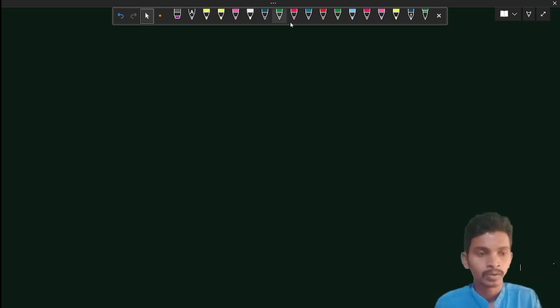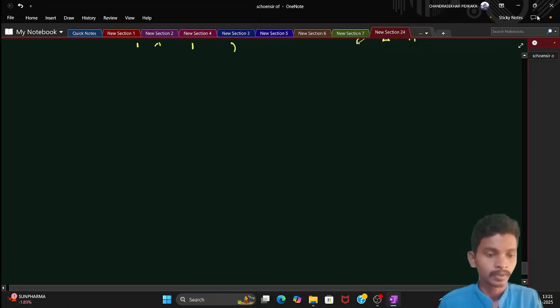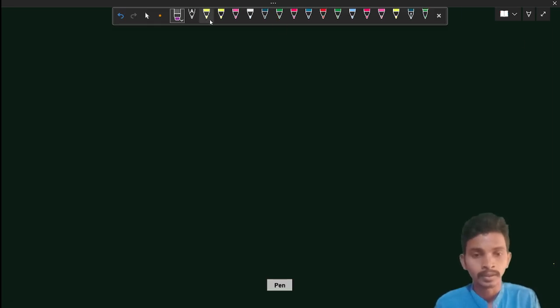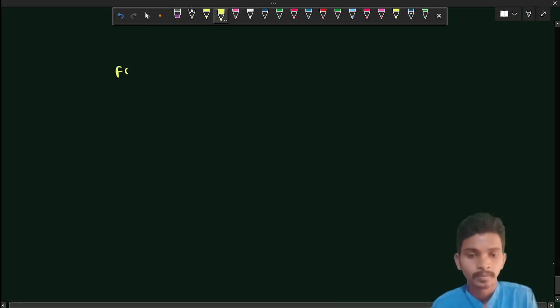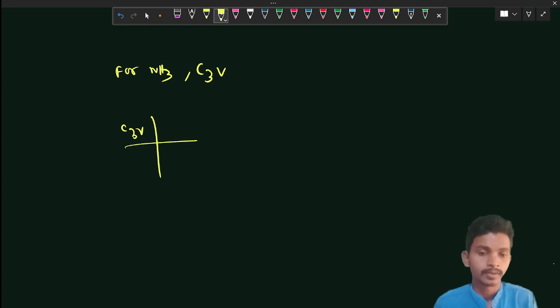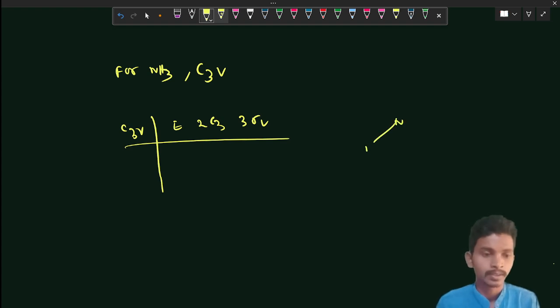So if you draw for a minute the irreducible representations for ammonia, let's say this is the C3v point group. So the characters will be E, 2 C3 and 3 sigma v, and ammonia will look like this.